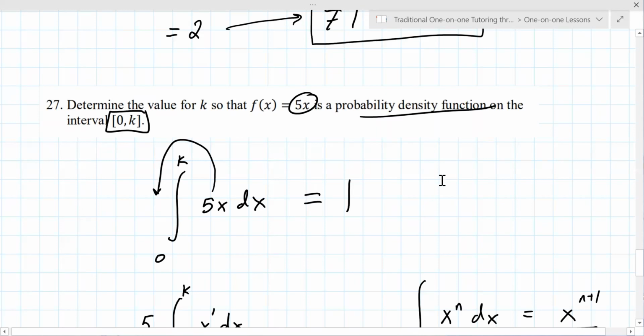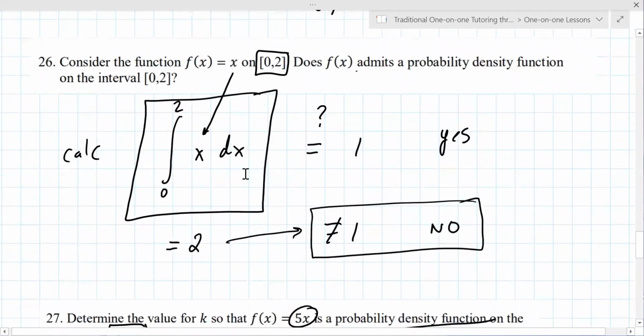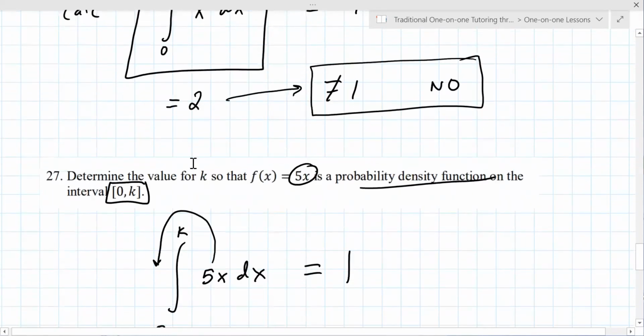So like you said, if k were to equal 1, it would be a density function, and if not it's obviously not. No, the area, the integral, not k. K is just a number. It's an upper bound. Oh, I see.